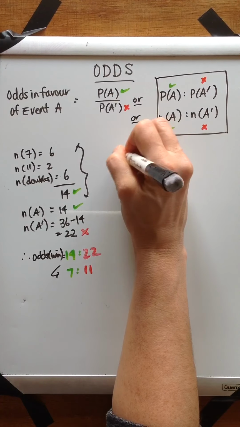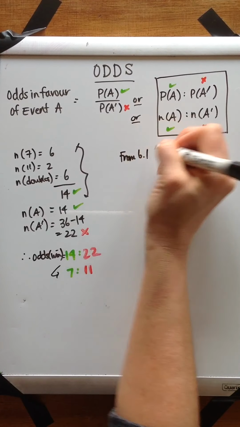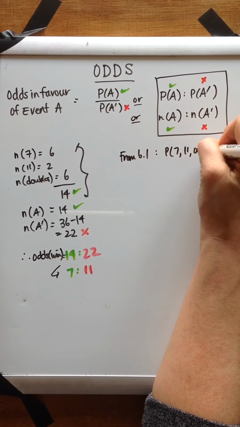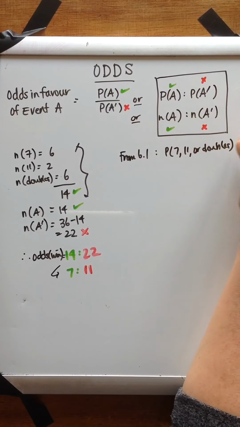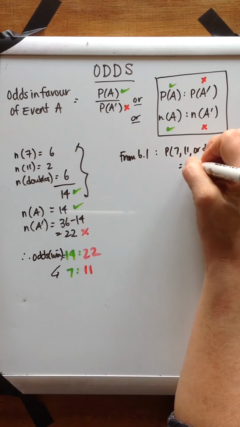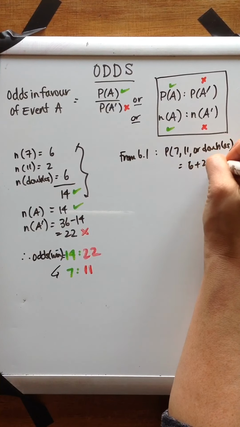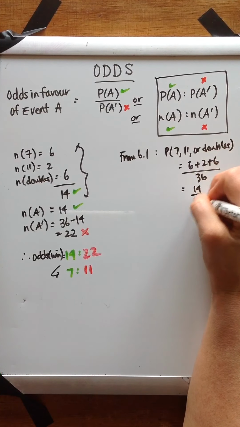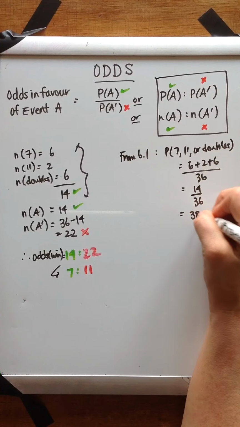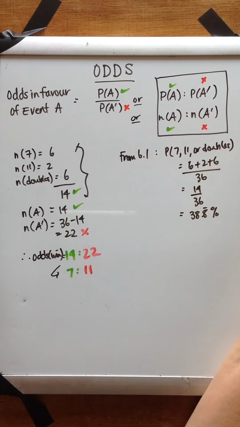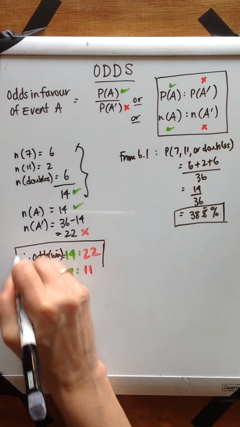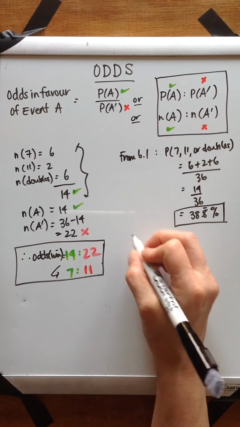Now, from our previous lesson, from 6.1, you may recall that the probability of getting 7, 11, or doubles was equal to all of these instances out of the total. So 6 plus 2 plus 6 out of 36. And that comes out to 14 out of 36, or 38.8 repeating. Okay, so what I want to do is link this and this together using another formula for probability.